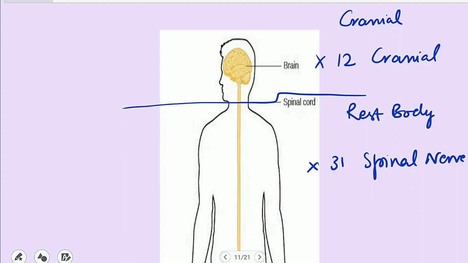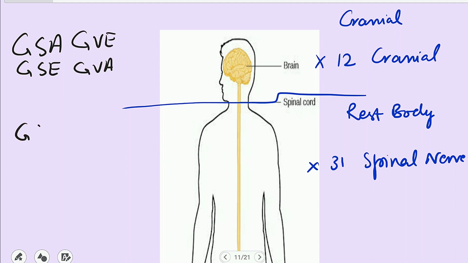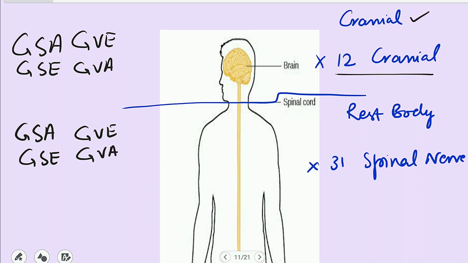General components are those components that are present throughout the body. So they will be present in the cranial region and they will be present in the rest of the body. So in the cranial region, these 4 functions will be performed by the 12 cranial nerves, and in the rest of the body, these 4 functions will be performed by the 31 pairs of spinal nerves.